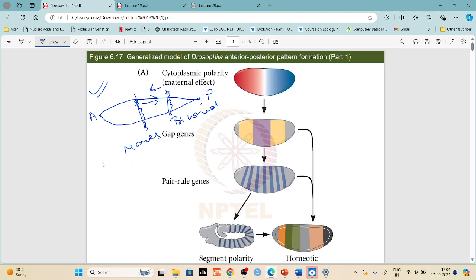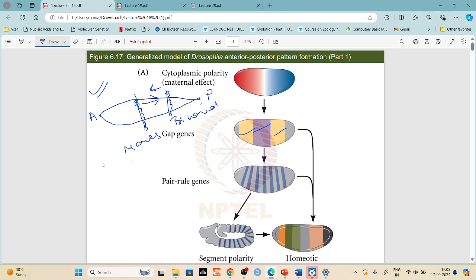So gap genes basically define large and continuous segments of the embryo, which provides broad positional information along the anterior posterior axis. So these genes are expressed in broad domains. You can see these are very broad domains, and mutation in gap genes leads to loss of large body regions. Therefore, there will be gaps in the body. So therefore, they are known as gap genes.